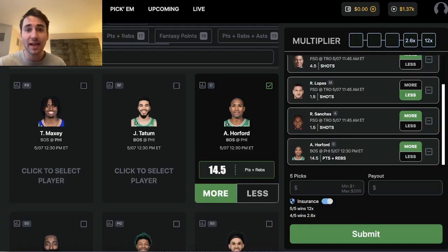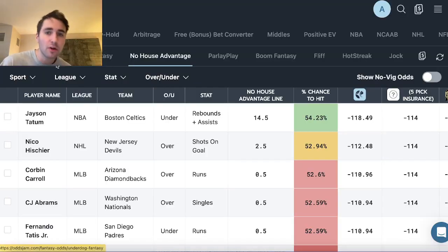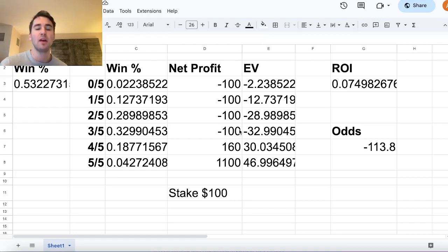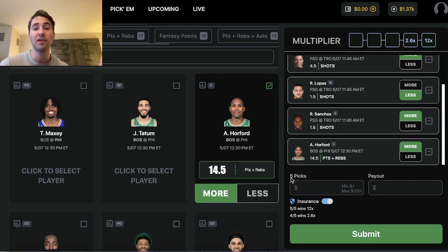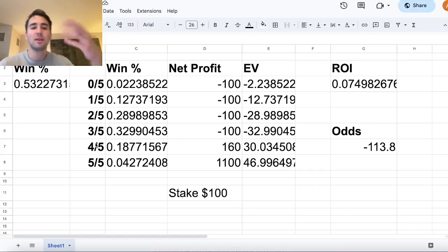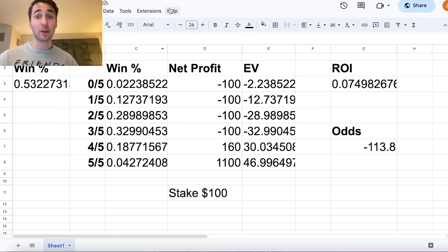This is how all these fantasy sites like Underdog and Prize Picks make money, right? They assume you can only win 50% of your props. You don't have an advantage. When in reality, to be profitable on these platforms, you've got to be winning over 53.22% of your picks.